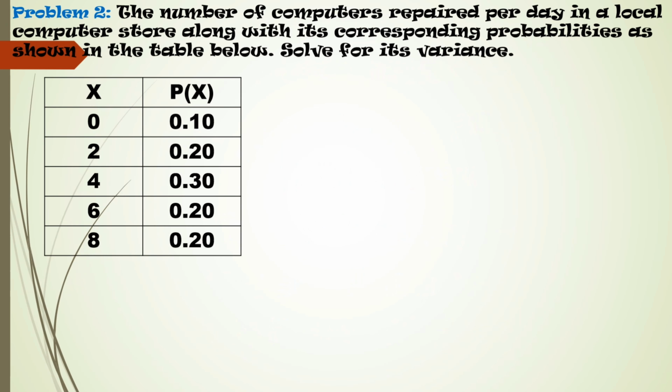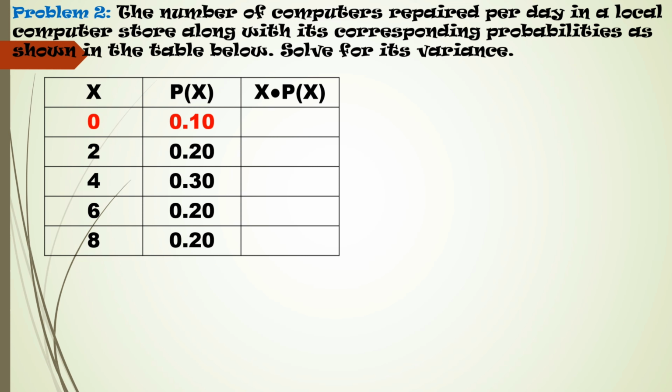Another one. For our problem number 2, the number of computers repaired per day in a local computer store, along with its corresponding probabilities, is shown in the table below. Solve for its variance. First to do is solve for the mean of the probability distribution by multiplying x times p of x. 0 times 0.10 equals 0.